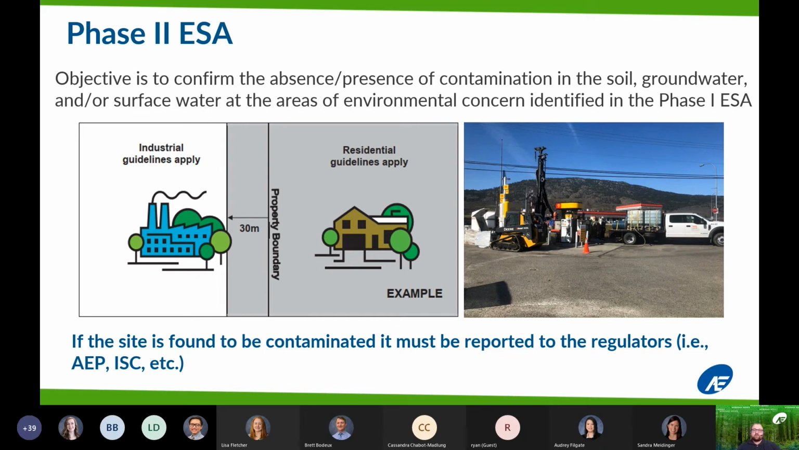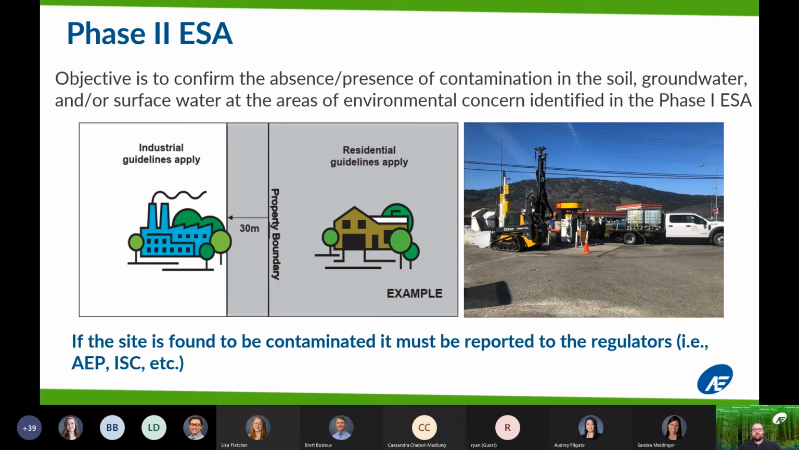Environmental site assessments reported to the Alberta government end up on the Environmental Site Assessment Repository, or ESAR, which can then be used for future ESAs and Phase 1 ESAs when you're looking for those documents of nearby environmental reports.